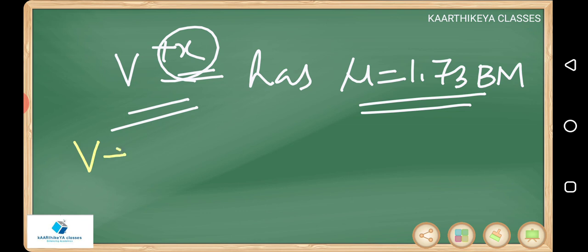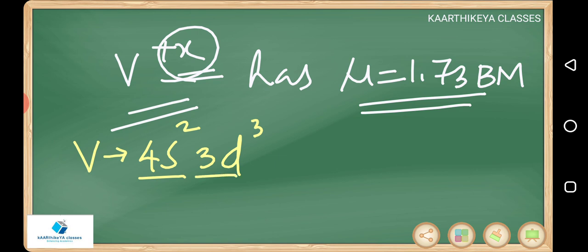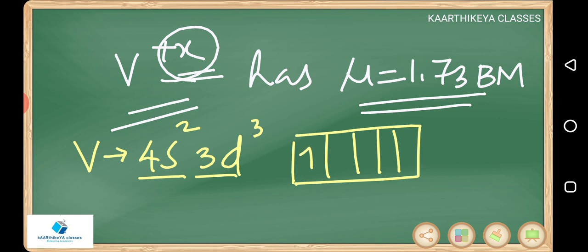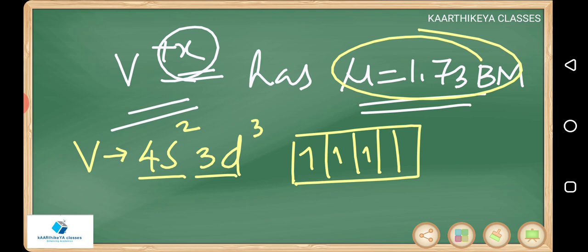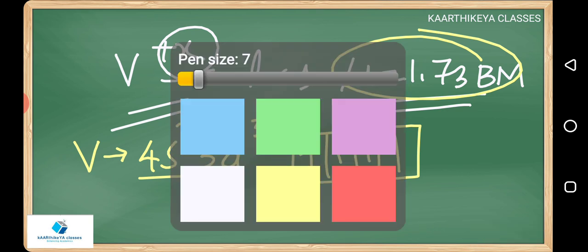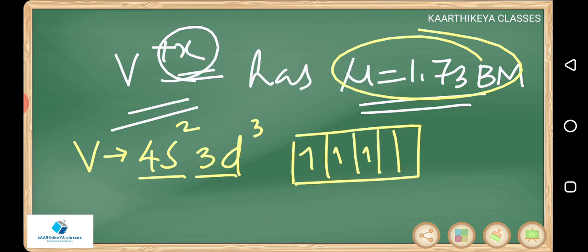Vanadium is 4s2 3d3 electronic configuration. 3d3 means there are 3 unpaired electrons, 1 2 3. But what is our mu value? 1.73. Mu value 1.73 means there should be only one unpaired electron. Now what is your job? You need to remove these electrons to have only one electron.